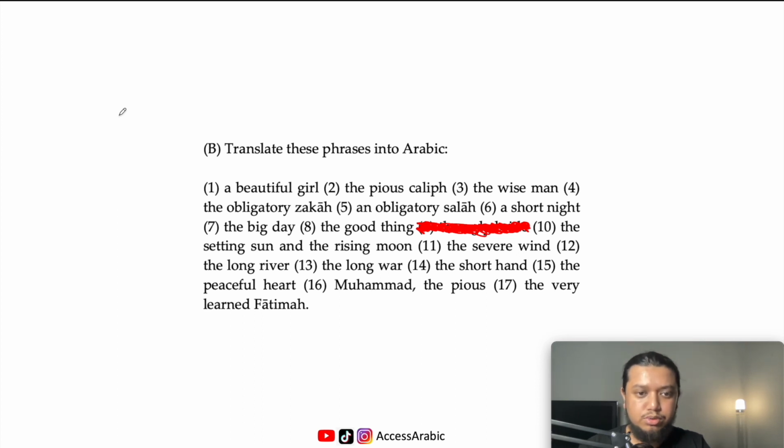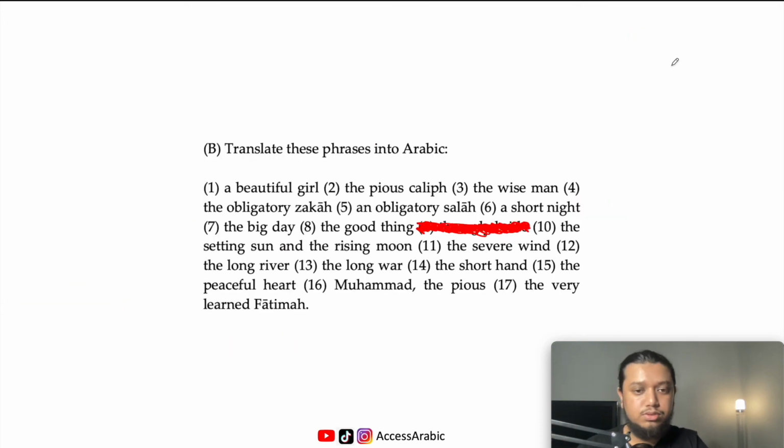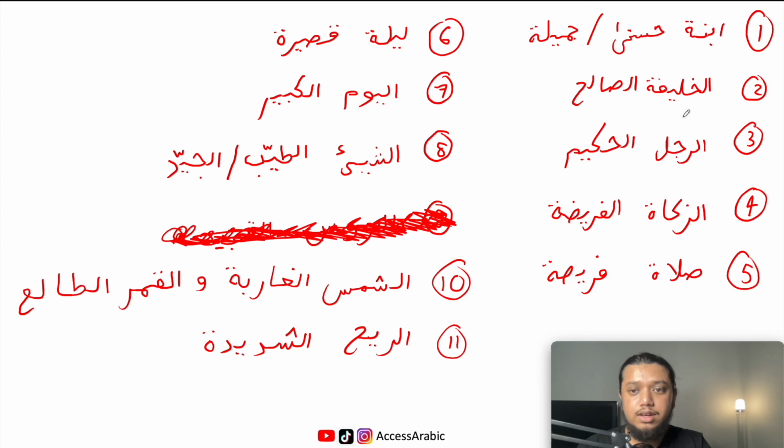Number 1, a beautiful girl, is Ibnatun Husna, or as you remember from previous lessons, I said we can use Jamila as well. So Ibnatun Husna or Ibnatun Jamila, both are acceptable. Number 2, the pious caliph. That's Al-Khalifa As-Salih, Al-Khalifatu As-Salih.